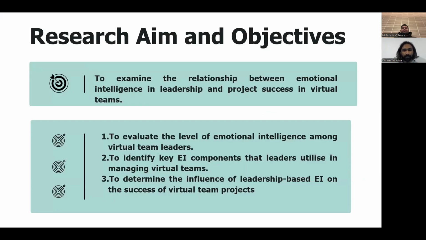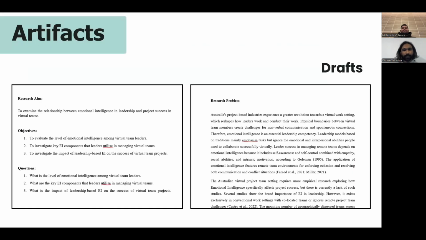Research aim and objectives. The aim of this study is to examine the relationship between emotional intelligence and project success in virtual teams. To do this, we have three objectives. The first one: evaluate the level of EI among virtual leaders. The second one: identify the key EI components they use in team management. And the third one is to determine the influence of EI on project outcomes. Artifact: this is the draft of Section 1, and we are currently working on the significance of the study.